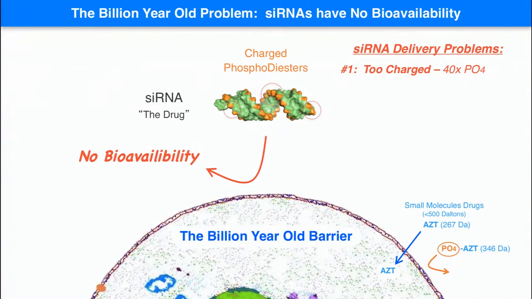Even though it's under 500 Daltons, that one charge prevents it from crossing this lipid bilayer, which was set up originally to keep charged nucleic acids on the outside. So any highly charged small molecules, it effectively keeps them out on the outside as well, which is a great way to protect cells from any potential toxins that come in. So a single phosphate on a small molecule that would work otherwise, we have 40 of these. So this is a huge problem in comparison.